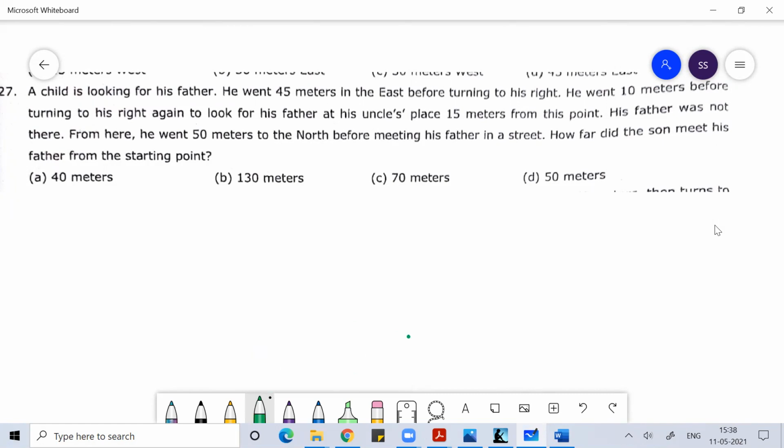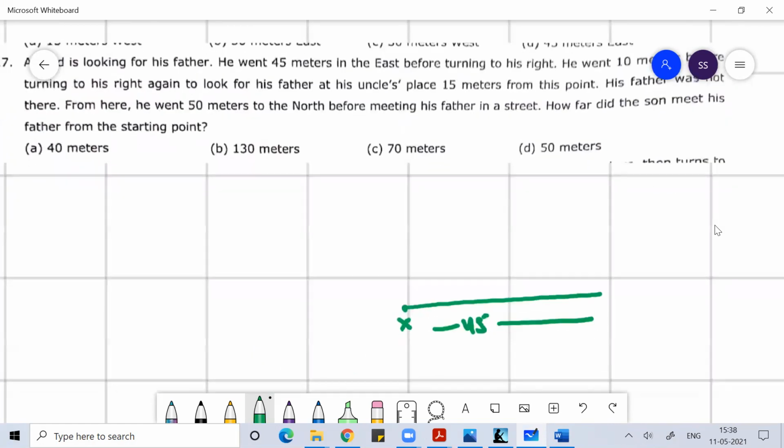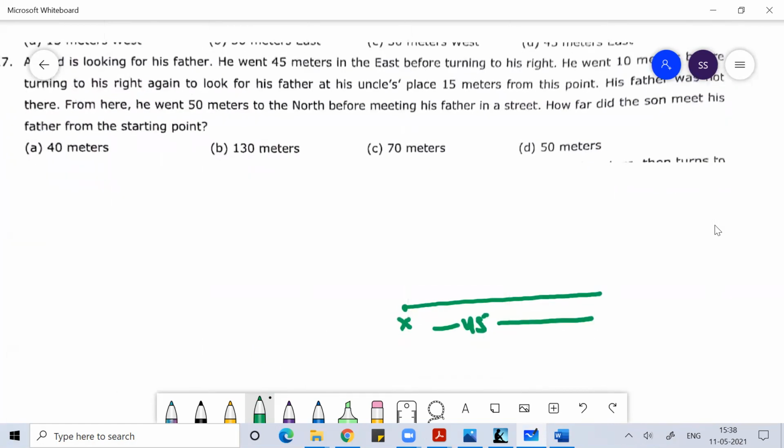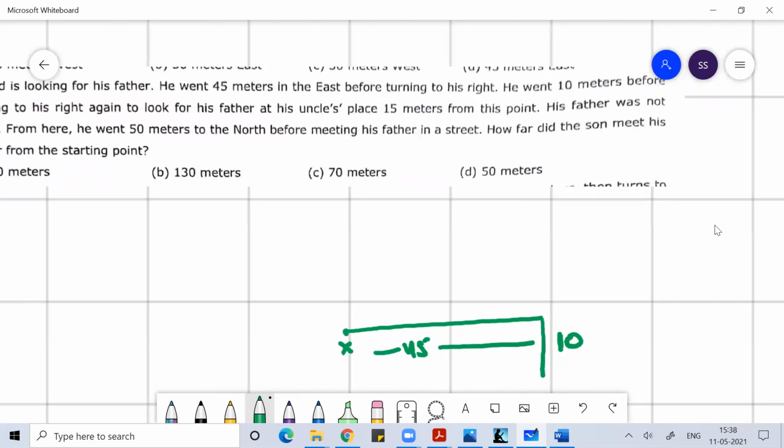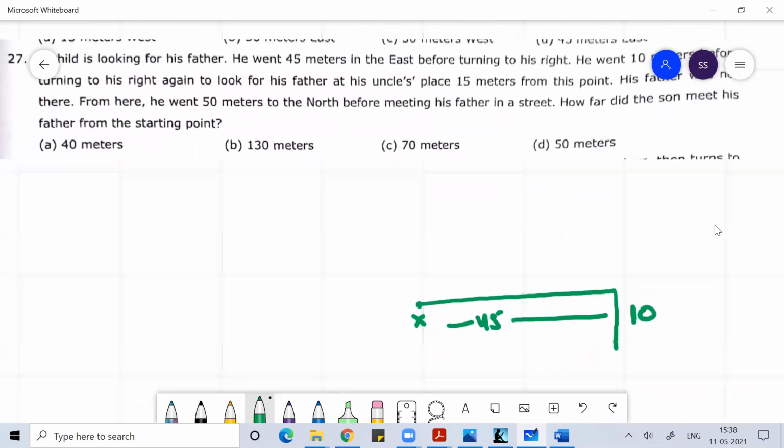Suppose we start from here. He went 45 meter in the east before turning to the right. Then he turned right and went 10 meter before turning to the right again, and went to his uncle's place, which is 15 meter from this place.